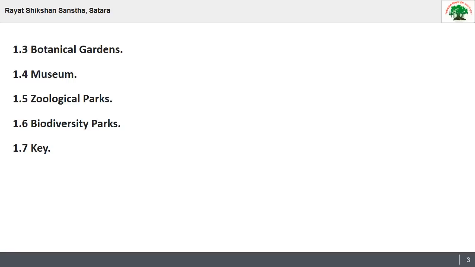On the earth, millions of diversity is present, so it is very hard to study all the aspects of these. So there are botanical garden, museum, zoological parks, biodiversity park, and key. These help us in learning or studying the diversity. In this lecture, we are going to learn about these taxonomical aids.